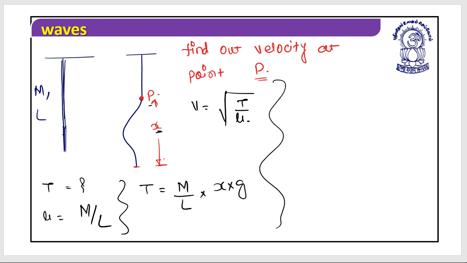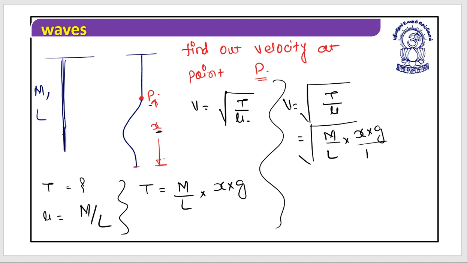Now let's put in the values. v is equal to root of T by mu. This is simply m by L multiplied by x into g, divided by mu, which is m by L. So this cancels with this, and the velocity of the wave at point P is root of x into g. I hope this is clear. Do you have any doubts up till now?